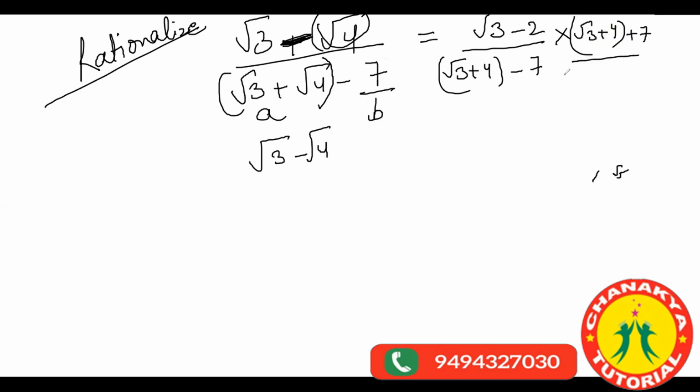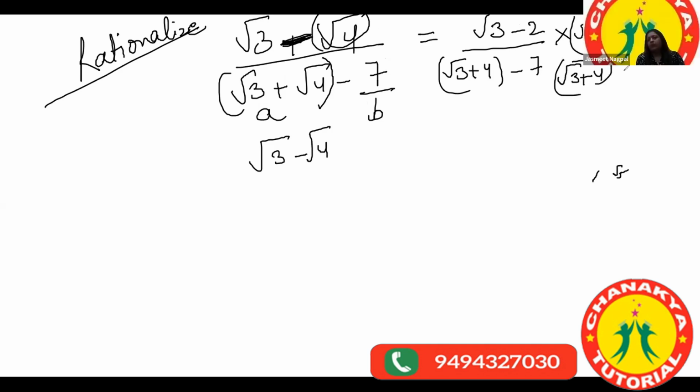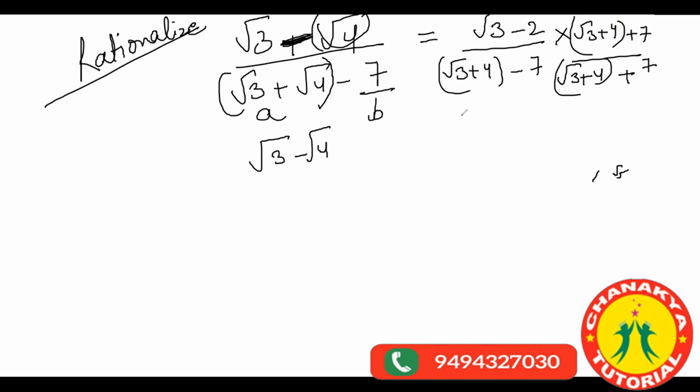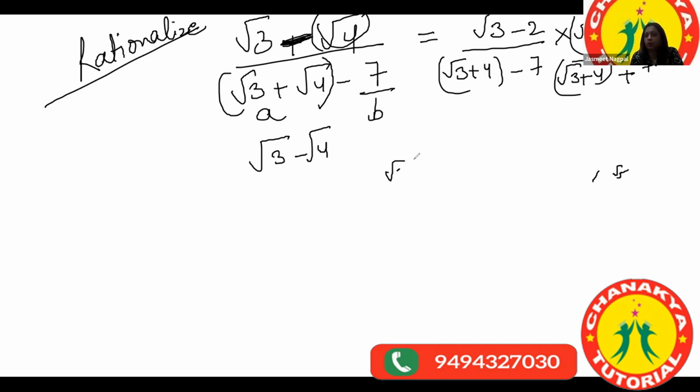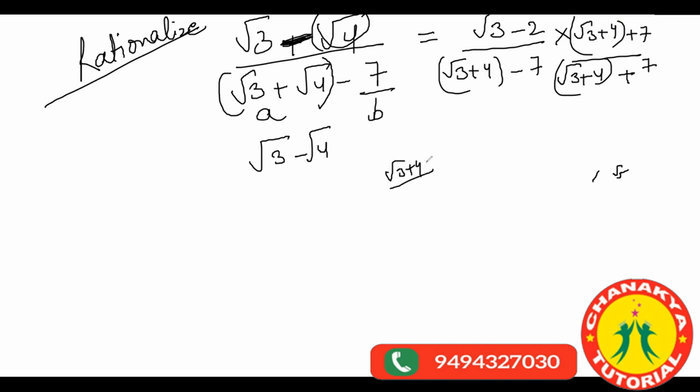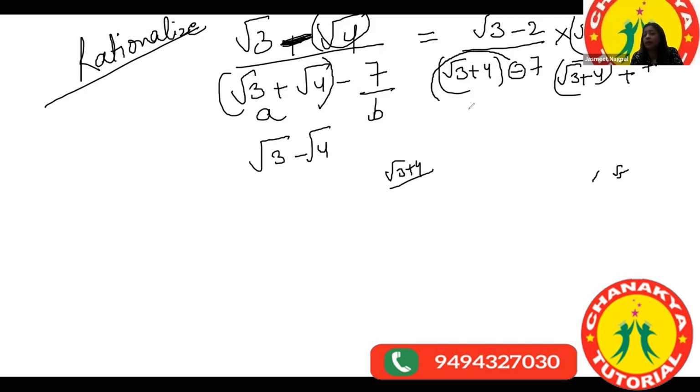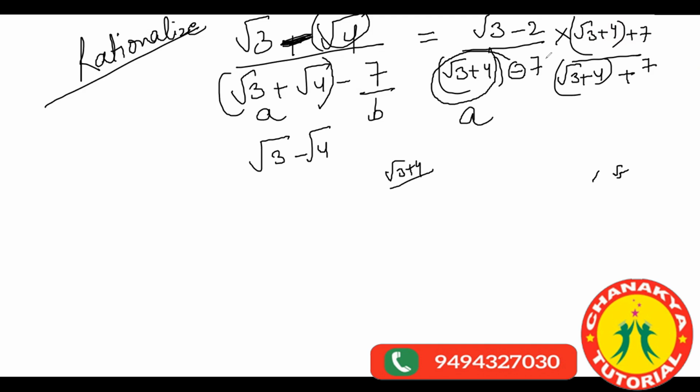Okay, ma'am. Now you will solve it accordingly. You will multiply root 3 with root 3, root 3 with root 4. Ma'am, that will become root 3 plus root 4 down, root 3 plus root 4 down, because the question is root 3 plus root 4 minus 7. But you have to change this one sign. This you consider as a single one, a. Okay, ma'am. This is b.